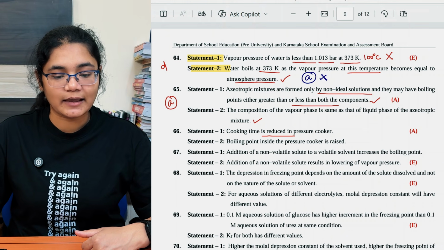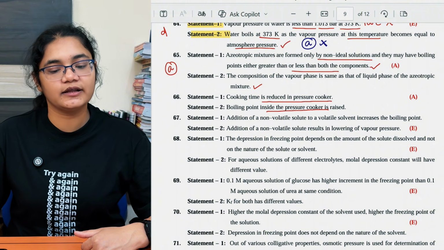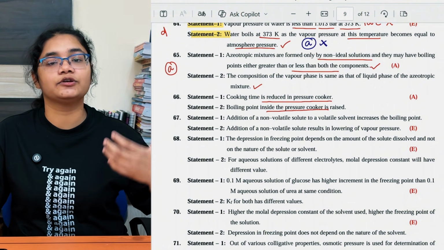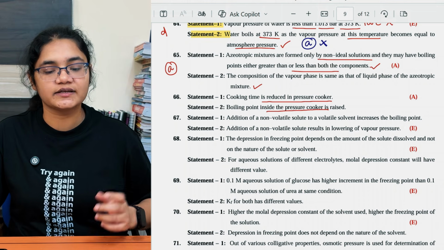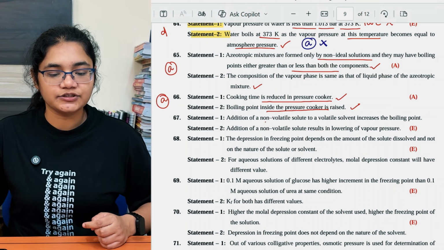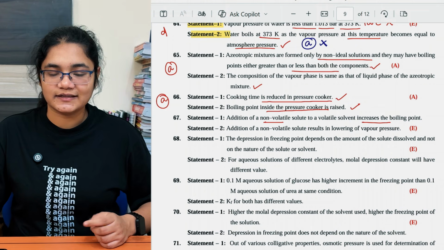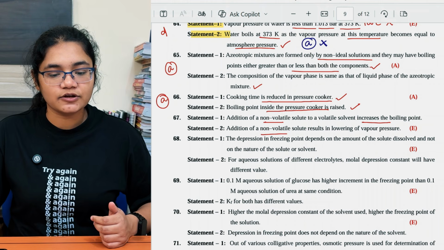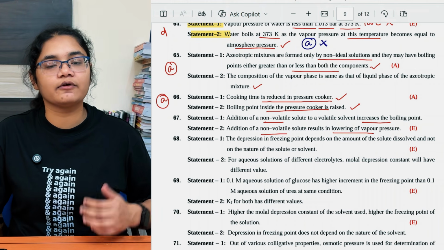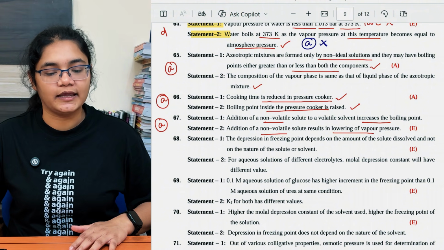Next is question 66. Cooking time in pressure cooker is reduced. Yes, that is correct. And boiling point is increased. That is because of addition of solute. So boiling point will increase. Again, both the statements are correct. So option number A here. Statement 1: addition of a non-volatile solute to a solvent increases the boiling point. Yes, there is an elevation in boiling point. Addition of a non-volatile solute results in the lowering of vapor pressure. This is also correct. Both the statements are correct. So again, option number A here.